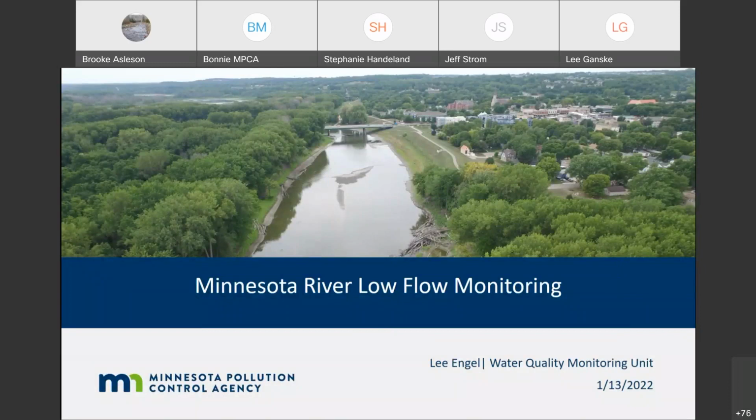Today he's going to talk to us about the low flow conditions in the Minnesota River during the summer of 2021 and some of the data that was collected, and help us better understand all of these connections between low flow, dissolved oxygen, and total phosphorus.